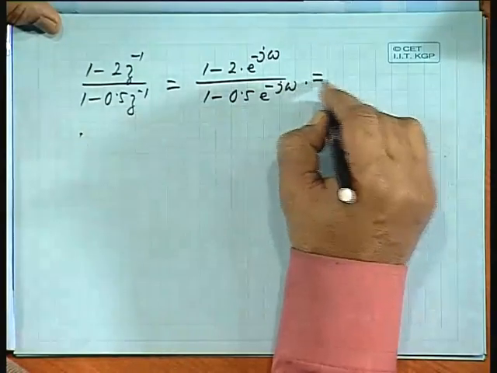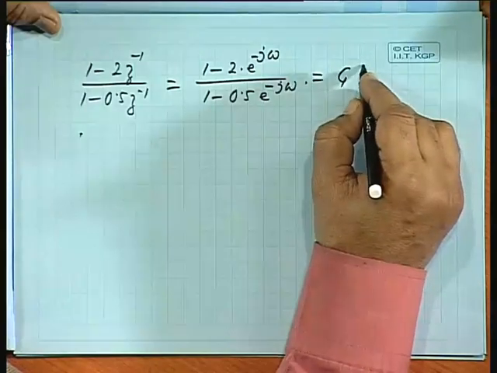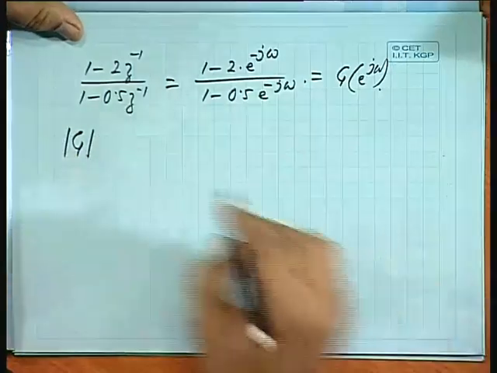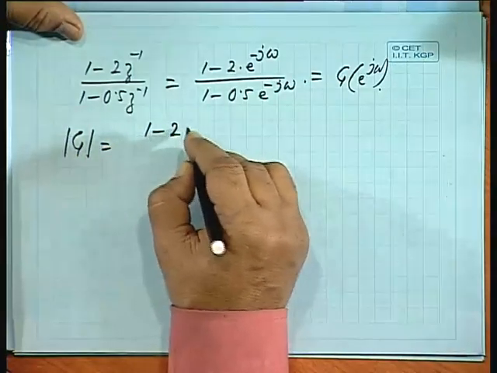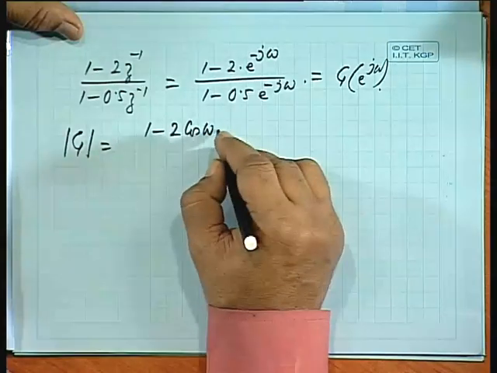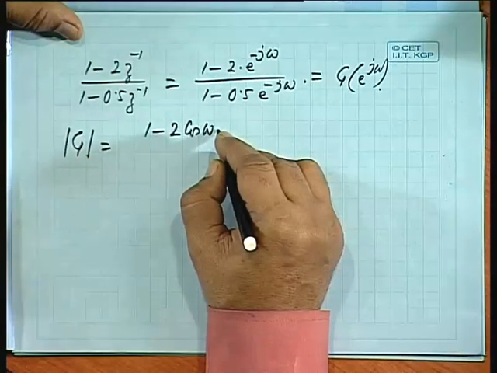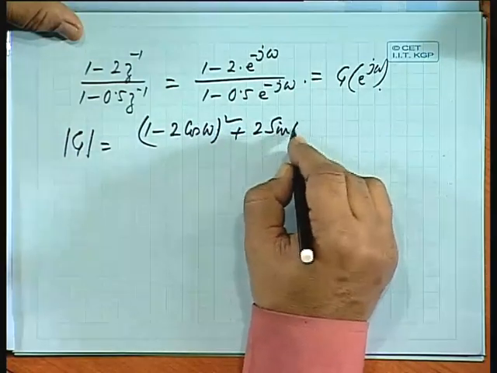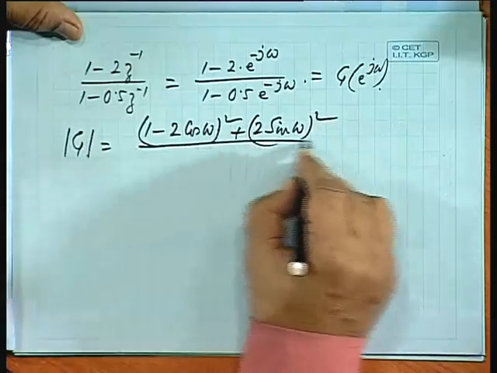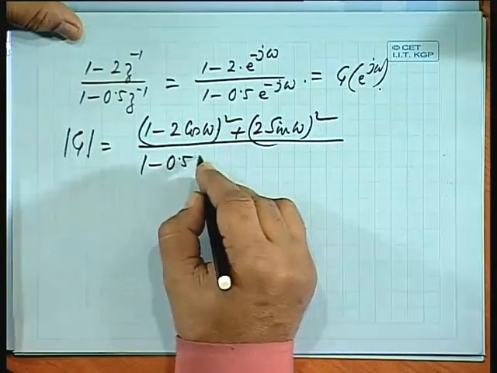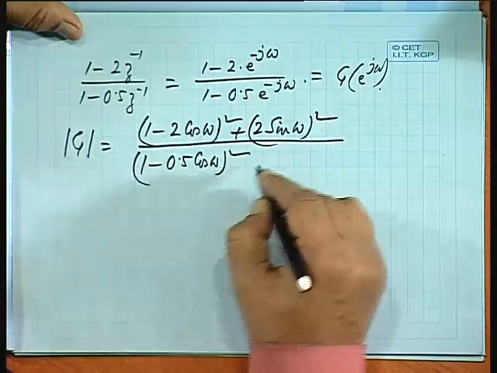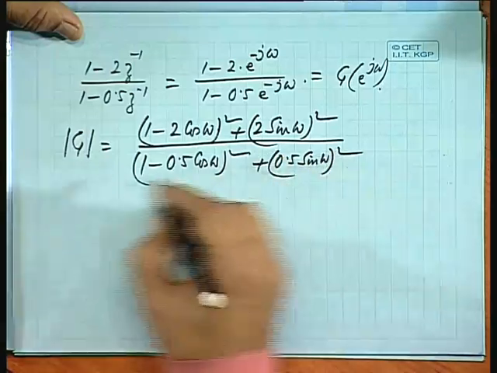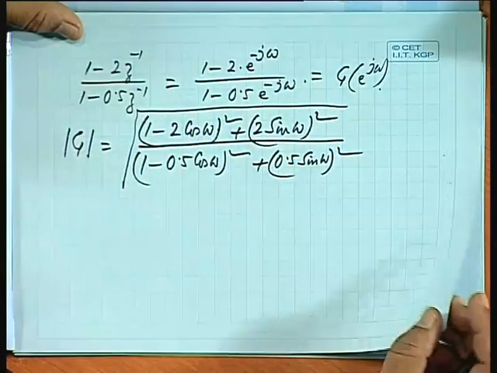Okay, let us call this some g. So, we are interested in finding the magnitude of g. It will be the square root of (1 minus 2 cosine omega) squared plus (2 sin omega) squared, divided by (1 minus 0.5 cosine omega) squared plus (0.5 sin omega) squared, whole thing under root. Correct me if I am wrong, is it all right?